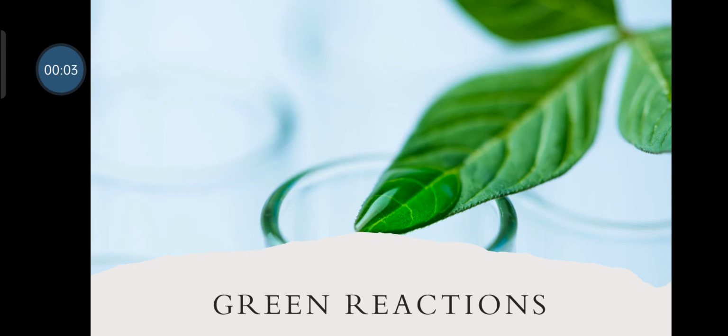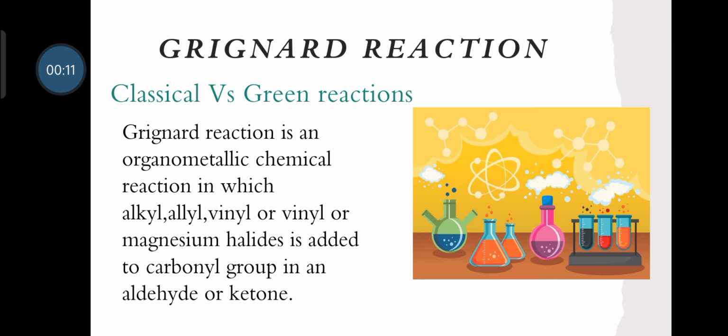Hello friends, my topic is comparison of Grignard reaction in classical and green reaction. So, Grignard reaction is an organometallic chemical reaction in which alkyl, allyl, vinyl or aryl magnesium halides is added to carbonyl group in an aldehyde or ketone. This reaction is important for the formation of carbon-carbon bonds.